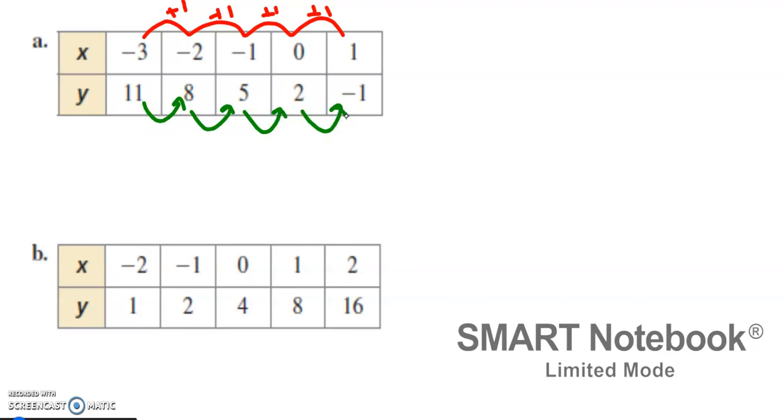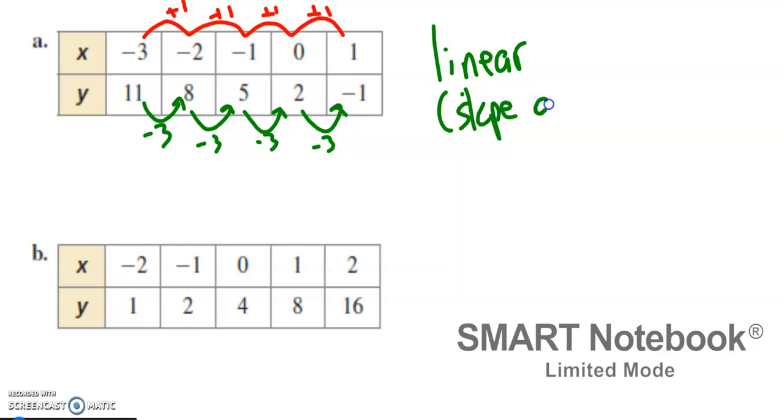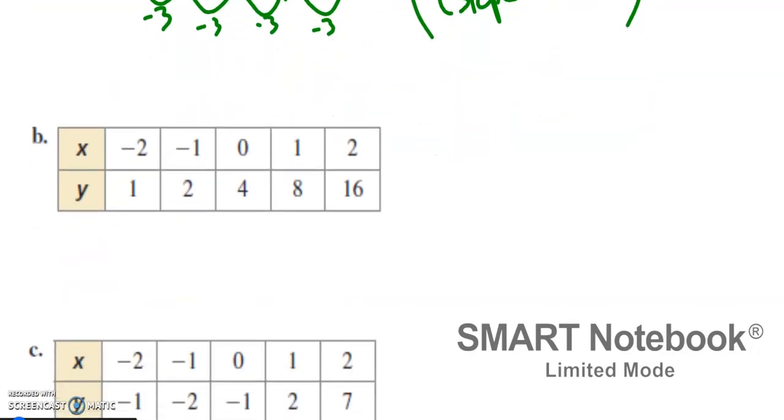So if I'm going from 11 to 8, I'm losing 3. 8 to 5, I'm losing 3. 5 to 2, losing 3. 2 to negative 1, I'm losing 3. So this is going to be linear. Remember, we call it has a slope of negative 3. So this is going to represent a linear function. We have seen this before, and you've done so well with it. Okay, let's go down to B.